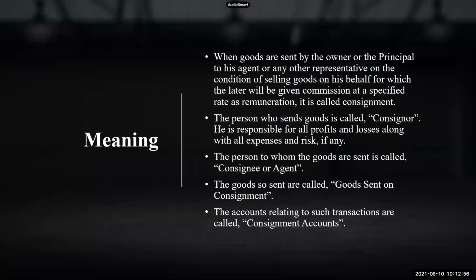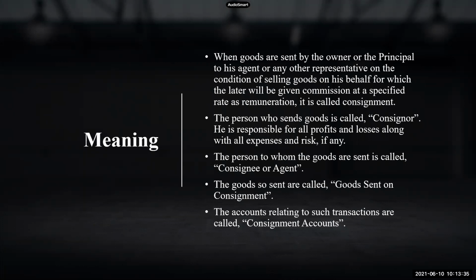When goods are sent by the owner or the principal to his agent or any other representative on the condition of selling goods on his behalf, for which the latter will be given commission at a specified rate as remuneration, it is called consignment. So when one person is sending goods to the other person to be sold on his behalf, we call that type of business consignment business. The person who is sending the goods is called the consignor. We know that he is responsible for all profits and losses, along with all the expenses and risks, if any.